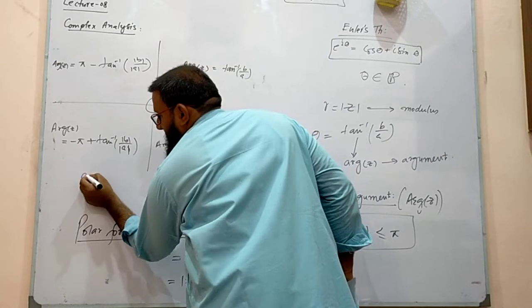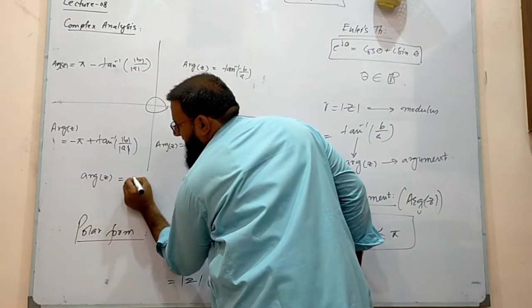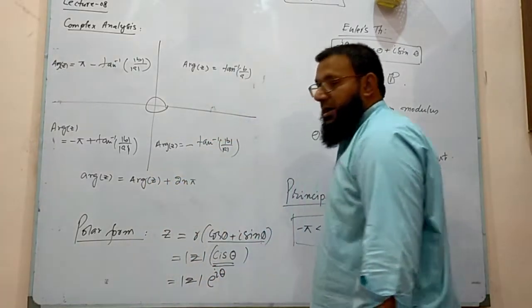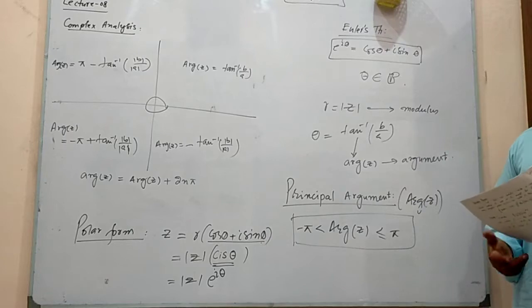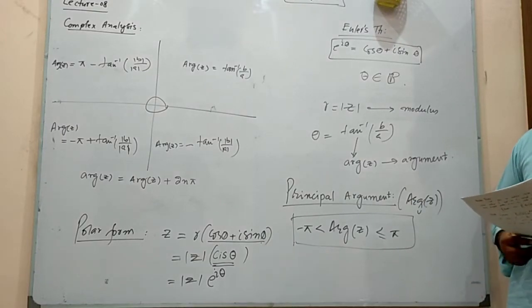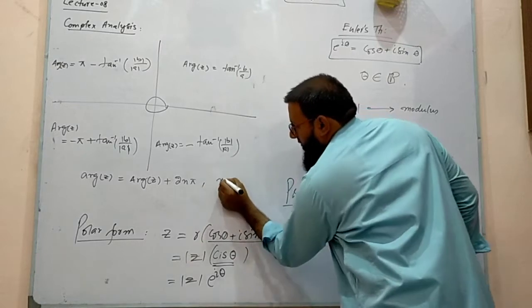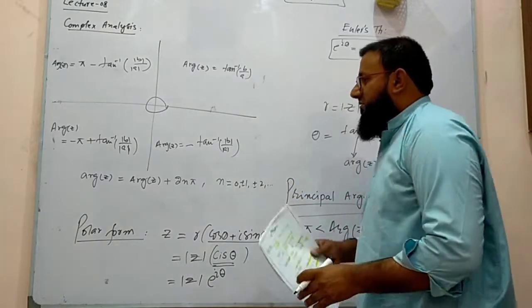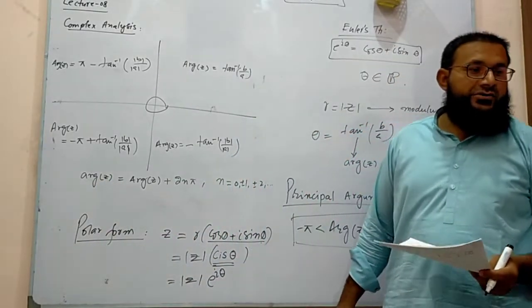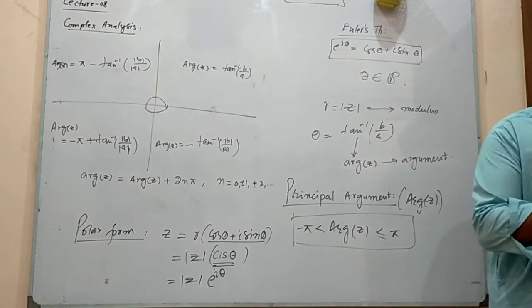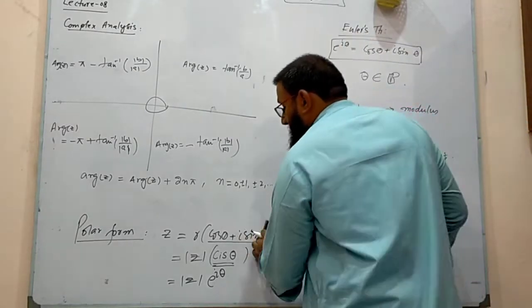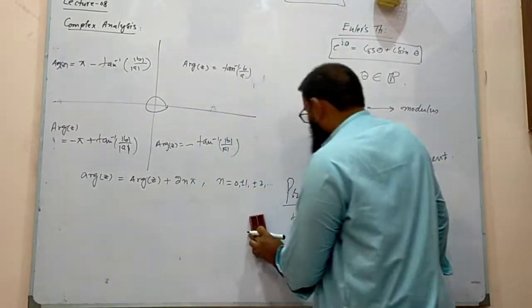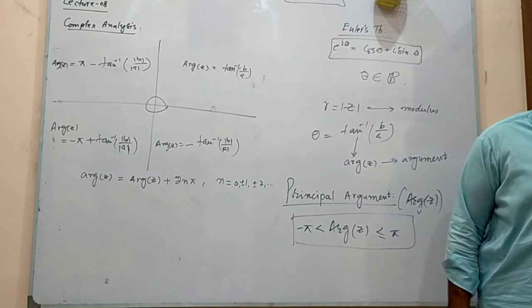And one thing can be seen easily, this general argument is the same as the principal argument plus 2n pi. Principal argument plus you apply a rotation to it of 2n pi. Here n is 0, plus minus 1, plus minus 2 and so on. Then you exactly get the generalized argument for a complex number. Okay, so these are the things that we should keep in our mind, and we are going to do the things in detail, stating each and every theorem.